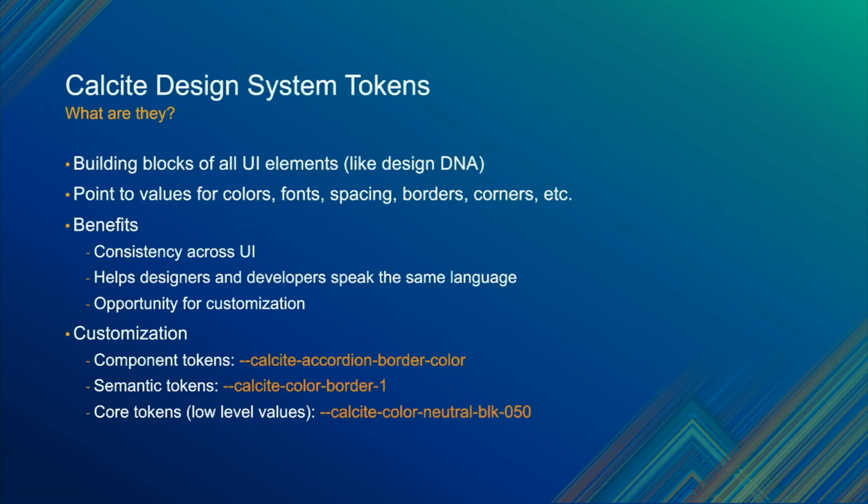Let's talk a little bit about Calcite Design System tokens. I like to think of them as the building blocks of the user interface elements, kind of like design DNA. They point to values for colors, fonts, spacing, borders, rounded corners. All of these are set in variables that you can tweak and adjust the application to match your needs.